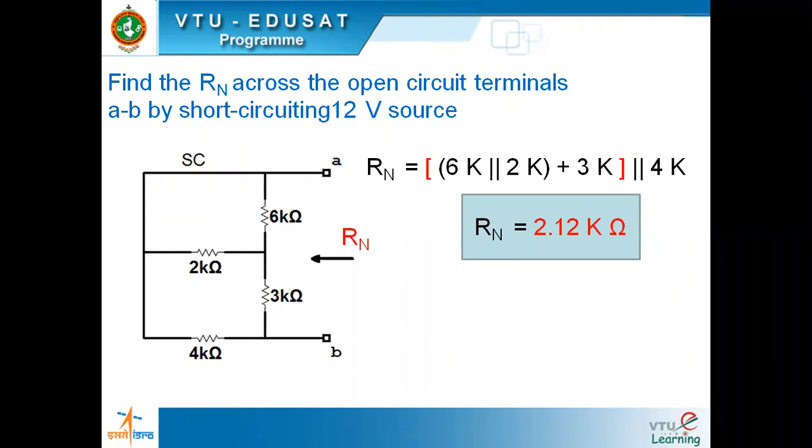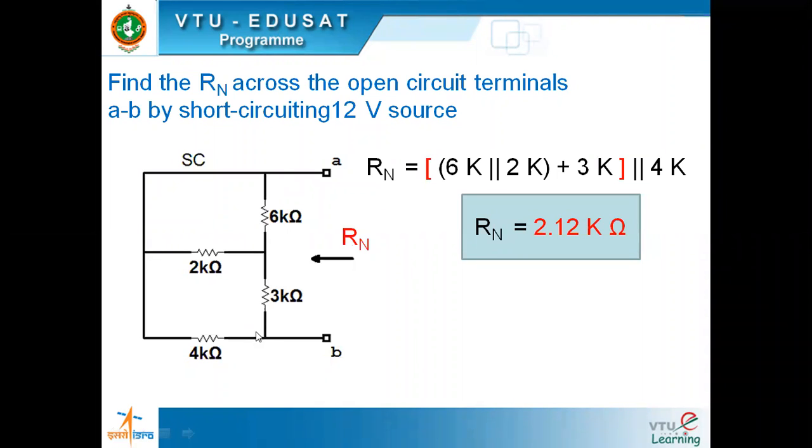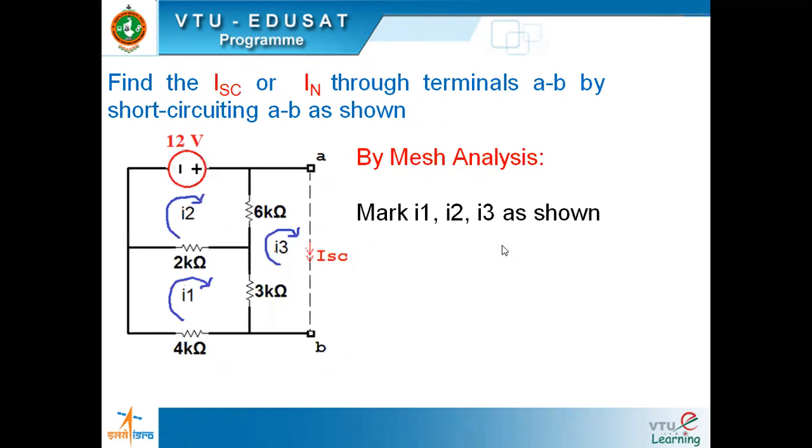So if you are not good enough with this, you can convert this star, 6k, 3k, 2k, into delta and see, you should get this. Fine. So after finding out the Norton's resistance, we have to find out the Norton's current. So how do we find out Norton's current?